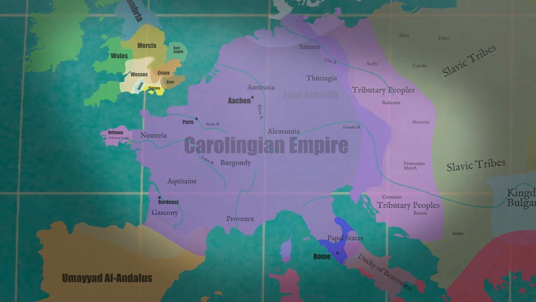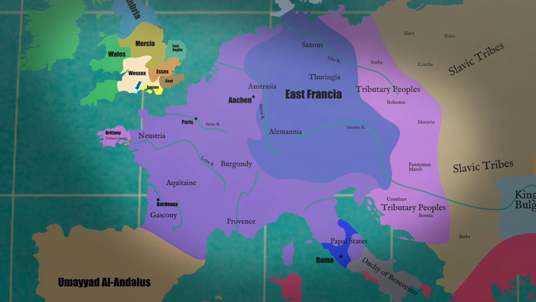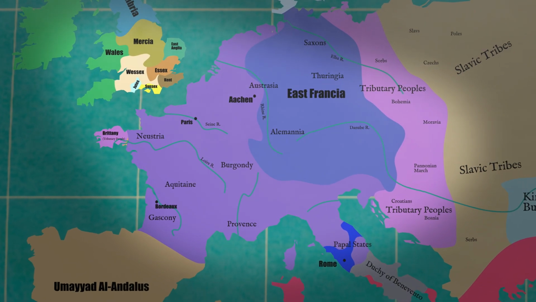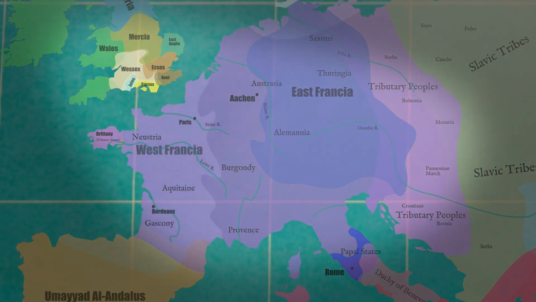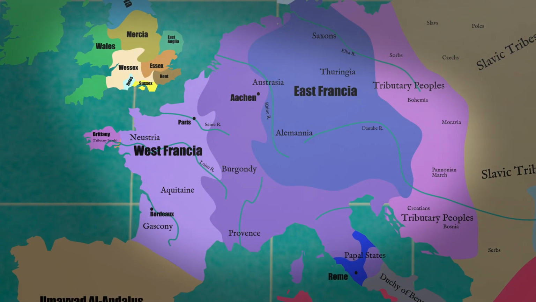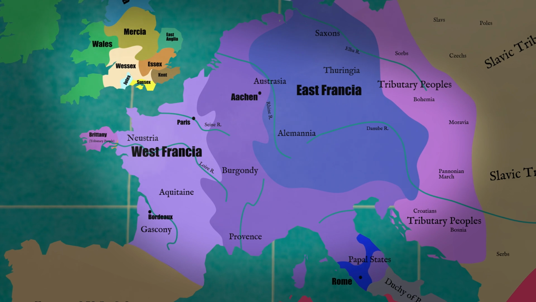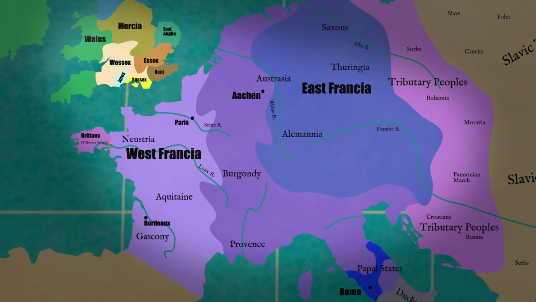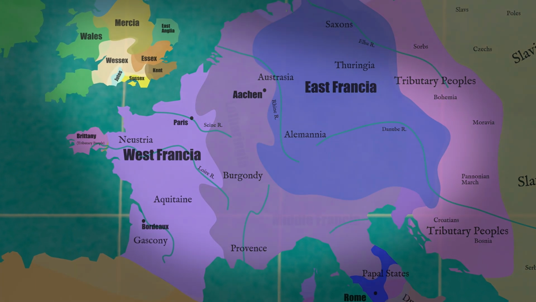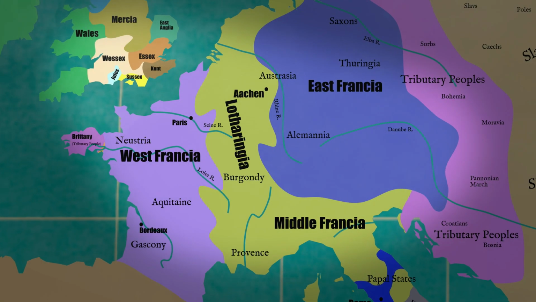The eastern side of the empire, which corresponds roughly to modern-day Germany and Austria, was to go to Louis. The western side, which corresponds to modern-day France, would belong to Charles. The oldest brother, Lothar, was given the jewel of the empire, northern Italy, and a strip of land which effectively divided Europe in half.